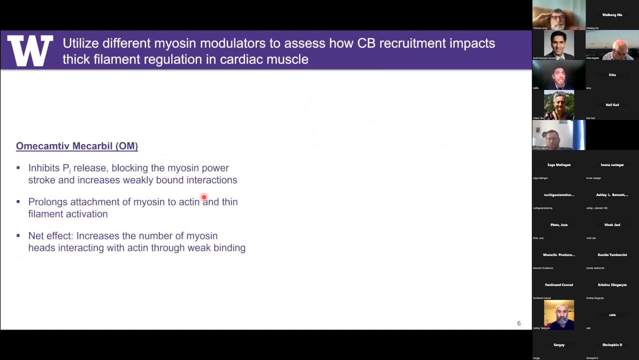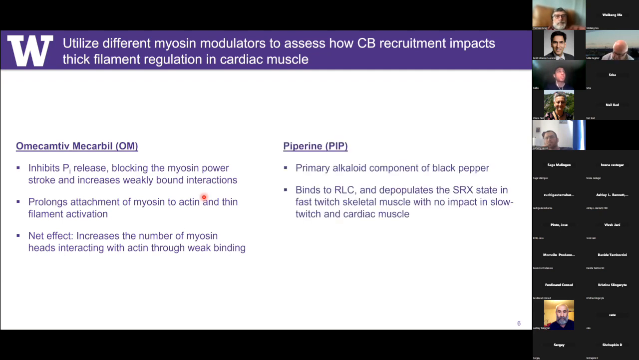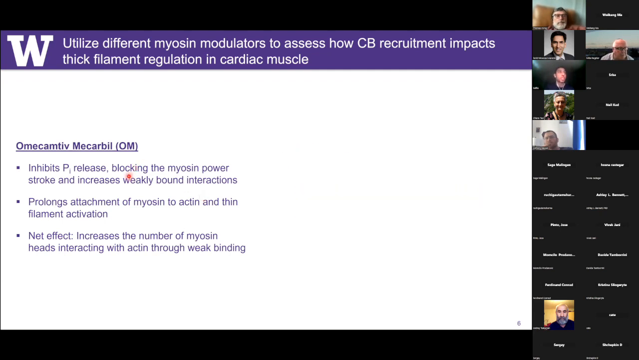And so to directly test this null hypothesis, we wanted to utilize different myosin modulators to assess how cross-bridge recruitment impacts thick filament regulation in cardiac muscle. The first myosin modulator we selected was omecamtiv mecarbil, or OM. OM has been shown to inhibit inorganic phosphate release, blocking the myosin power stroke and increasing link binding interactions. OM thus has been shown to prolong attachment of myosin to actin and thin filament activation, with a net effect showing that there is an increase in the number of myosin heads interacting with actin through link binding.